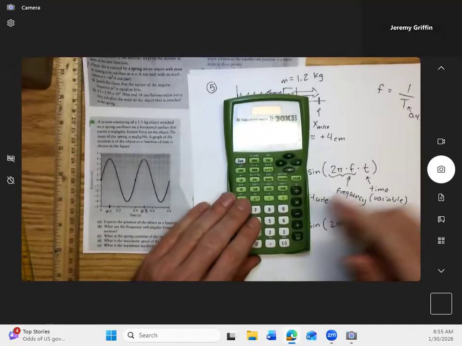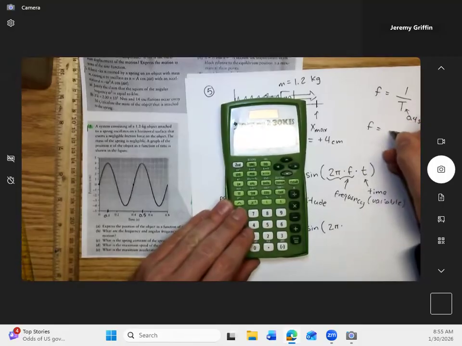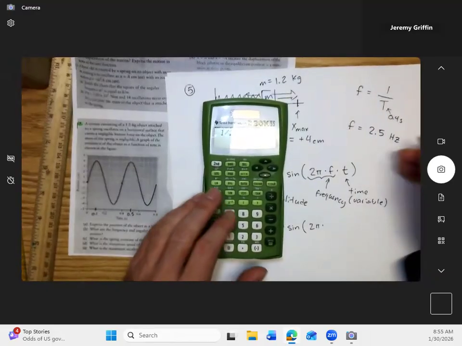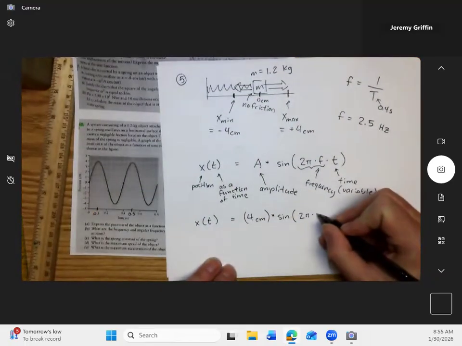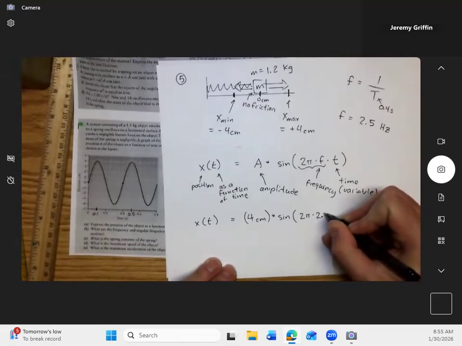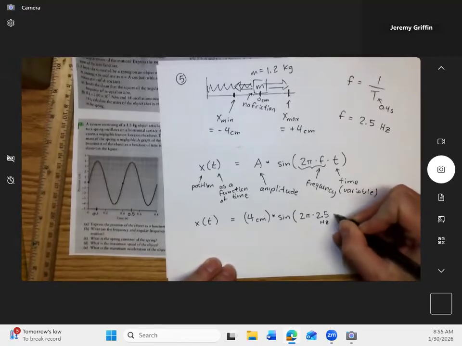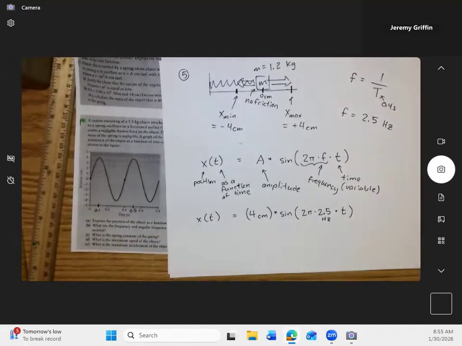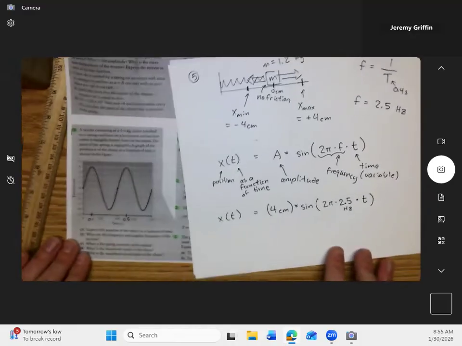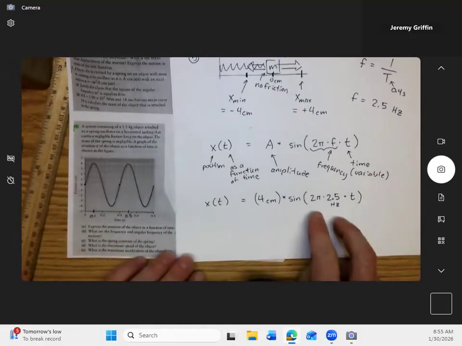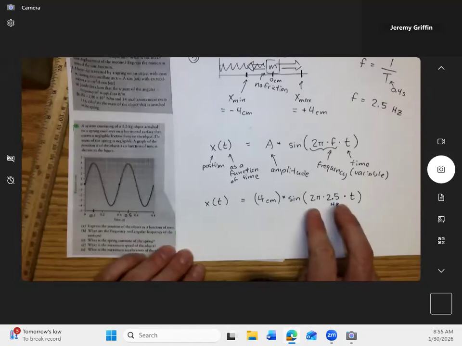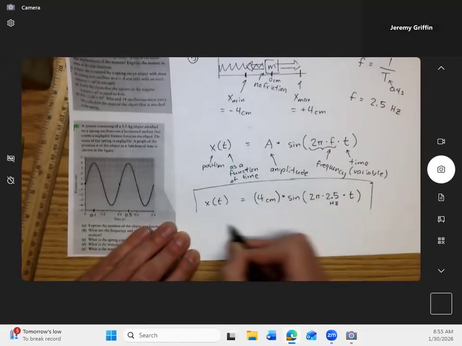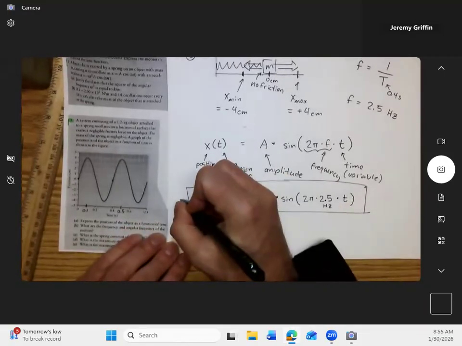So 1 over 0.4. I'm looking at frequency is 2.5. And what's the unit for frequency? Hertz. 2.5 hertz. So I'll write that right here: 2 pi times 2.5 hertz, and then times however much time has ticked along, 1, 2, 3, 4 seconds, whatever. I think that'll take care of that. If you want to, you could combine the 2 pi times 2.5 and get a decimal approximation, maybe keeping a bunch of decimal places. But I think that looks pretty good right there. So that's part A.